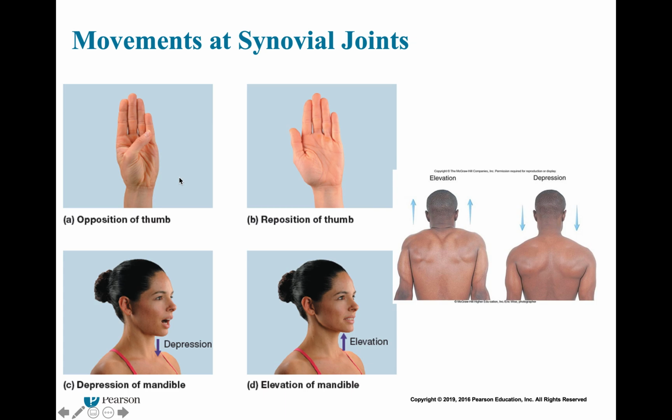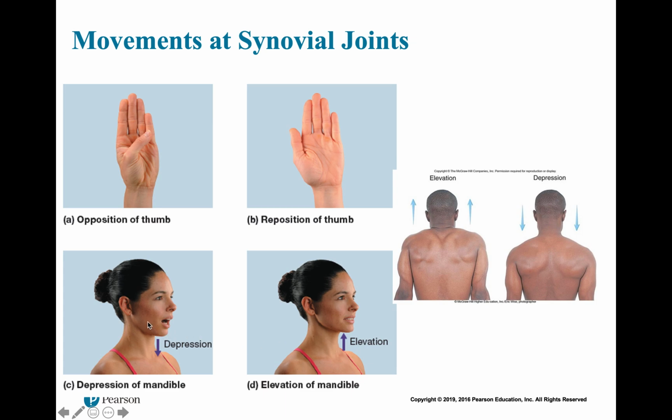What does that allow for? It's so highly specialized, and it's a good thing for humans to have an opposable thumb. Why? It allows for grasping. If you did not have an opposable thumb, you would not be able to grasp or hold on to things. Think about that, and then think about not having a thumb. It'd be very difficult to do a lot of daily tasks. So that's opposition and reposition, a highly specialized movement between the trapezium, a carpal bone, and metacarpal 1 of the thumb. Now, depression and elevation.